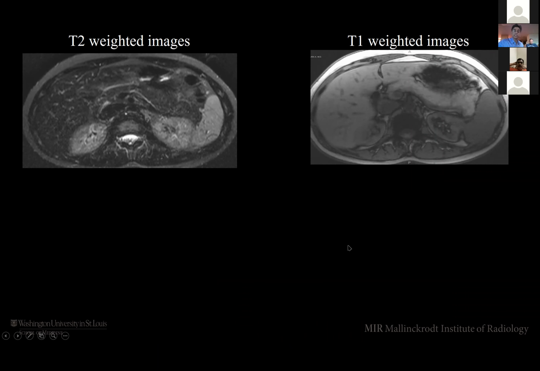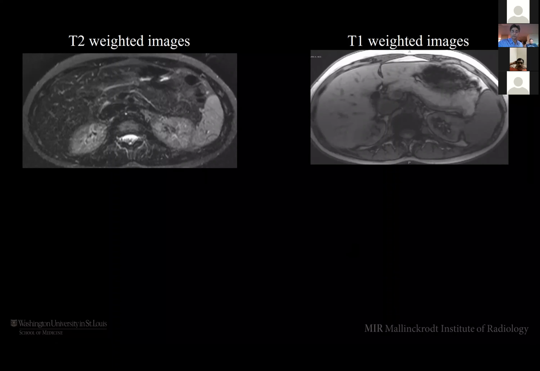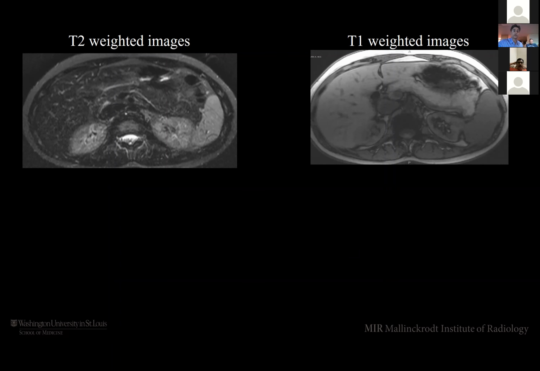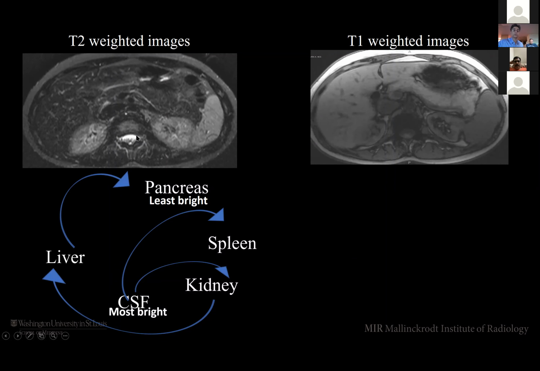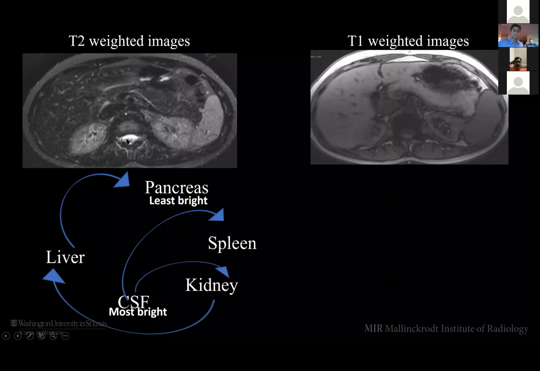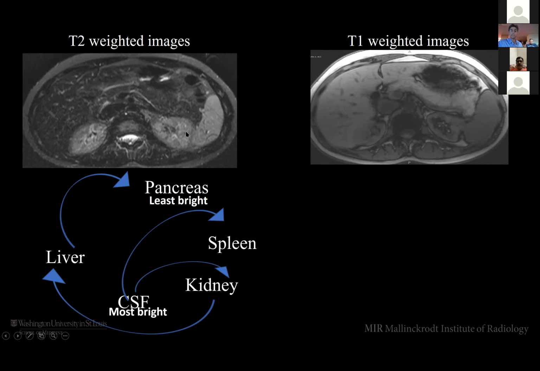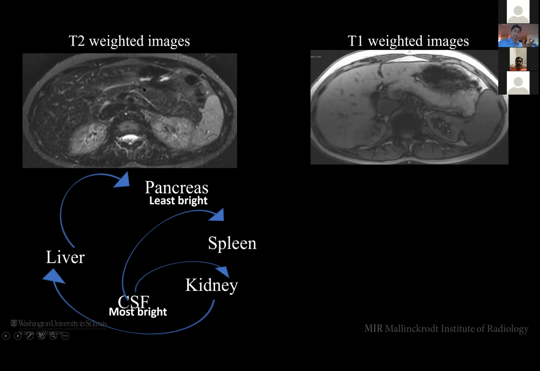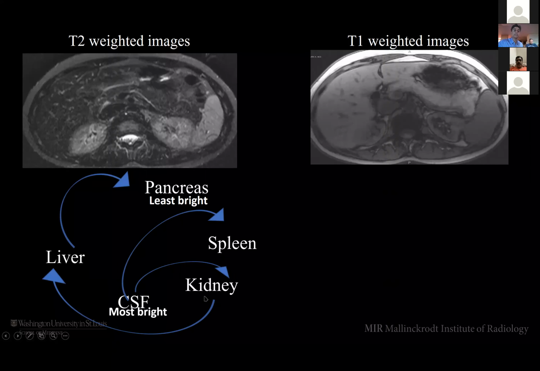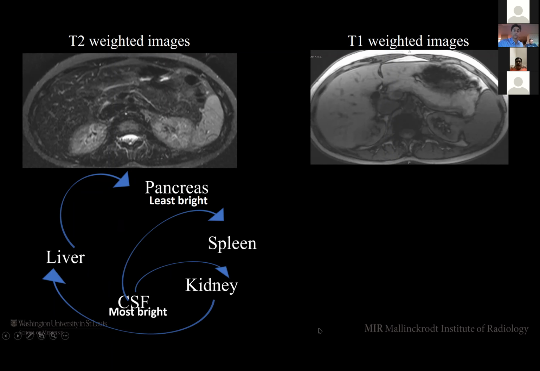If you look at the signal intensity of these images, and if you compare, CSF is the most bright on T2 weighted sequences, right? When you compare the signal intensity of the CSF to spleen, the spleen is less intense than the CSF. Kidney is very close to the spleen. And then if you look at the liver, liver becomes darker than the spleen and the kidney, and the pancreas typically is the darkest, depending on how much your TE value is. So this is how the signal intensity is on any T2 weighted sequence.